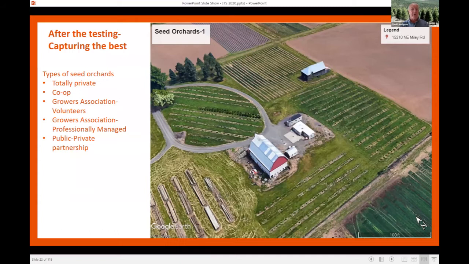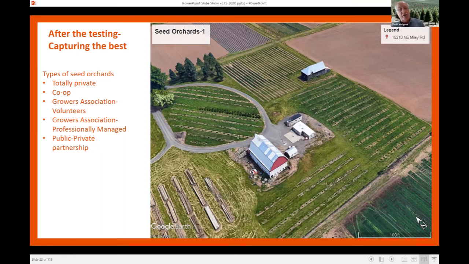So the way to capture that gain is to graft these sources into seed orchards. This is just a shot of this particular oval area right here, which happens to be a noble fir seed orchard at the North Willamette station.